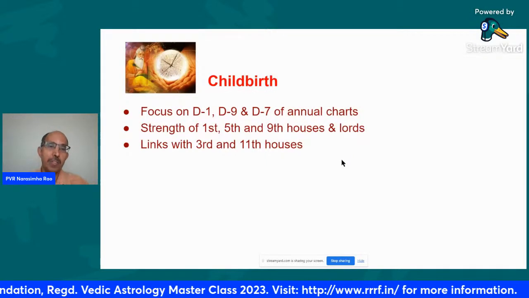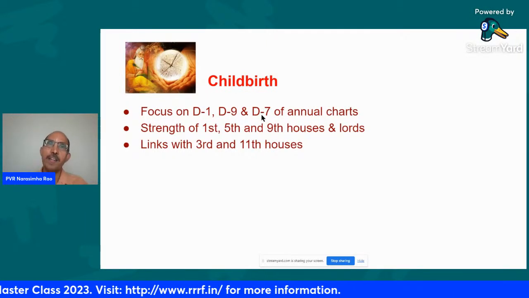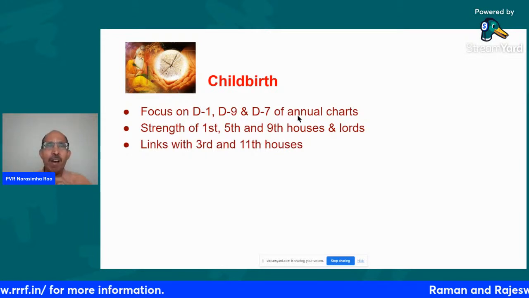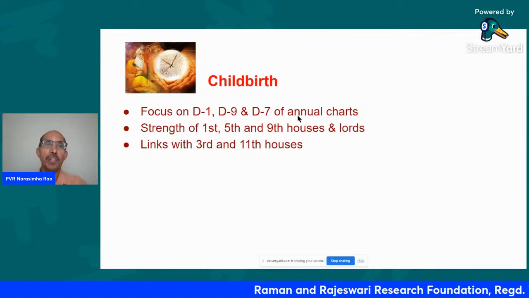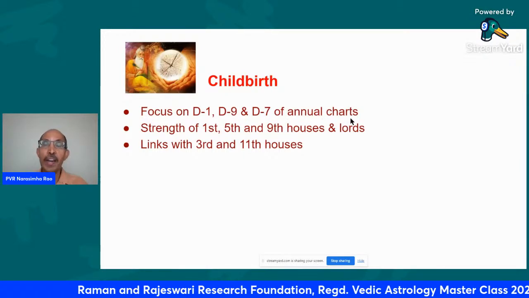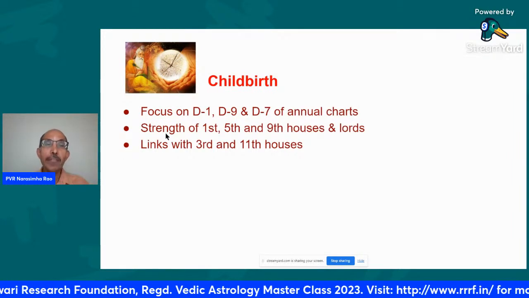a few principles. Just look at the Rasi chart, Navamsa chart, and the Saptamsa chart of the annual charts, Tajika and Pravesh. If one of them is strong and the other is weak, you can still conclude. If both of them are weak, no conclusion. So you can use both of them, and if there is a strong indication in one of them, there is a good chance. And what is the criteria for childbirth?